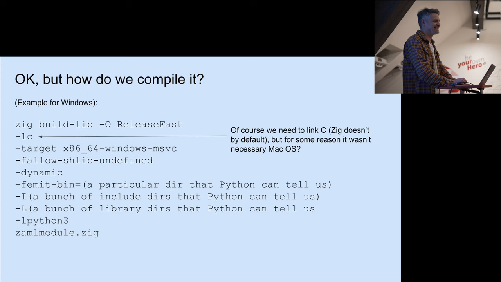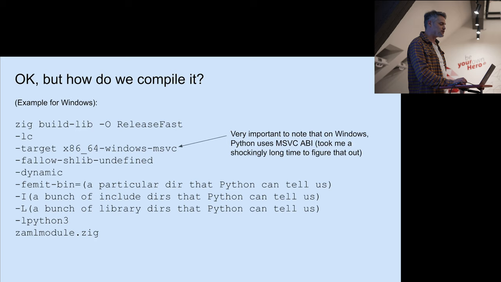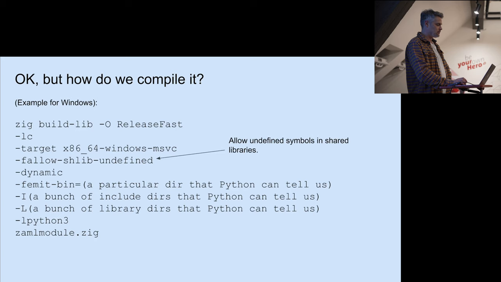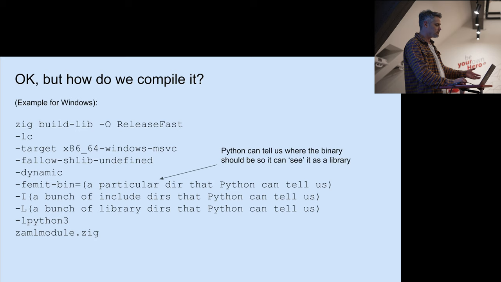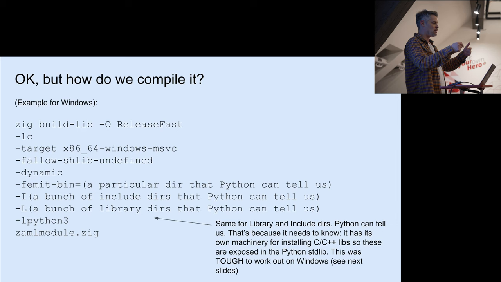Very important to note that Windows Python uses the Microsoft Visual C ABI. And it took me a shockingly long time to figure that out and the implications of that. I need to allow undefined symbols in shared libraries. I guess it kind of makes sense to me. Force the output to be dynamically linked. This is just telling Zig where to write the binary, and there's a particular directory in a Python instance or environment where the file needs to live that Python can tell us. Then there's a bunch of directories we need to include and a bunch of library directories. And again, Python can tell us those directories.